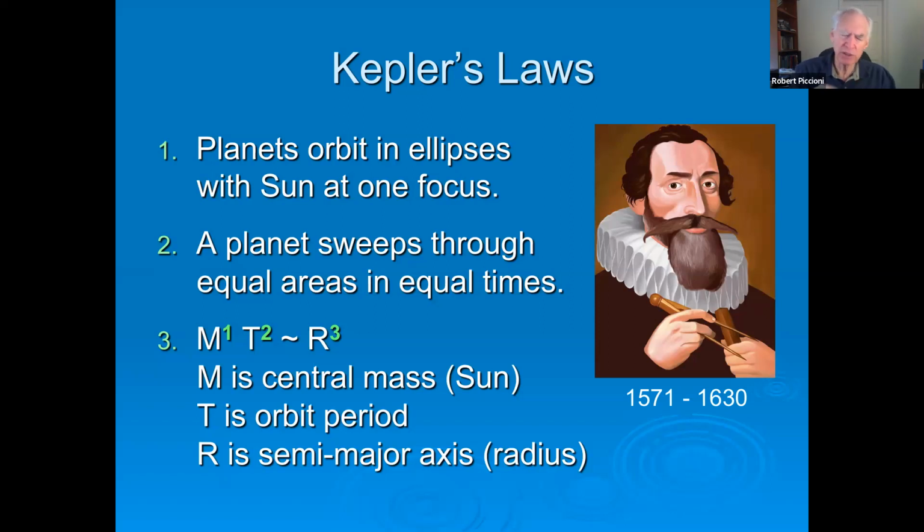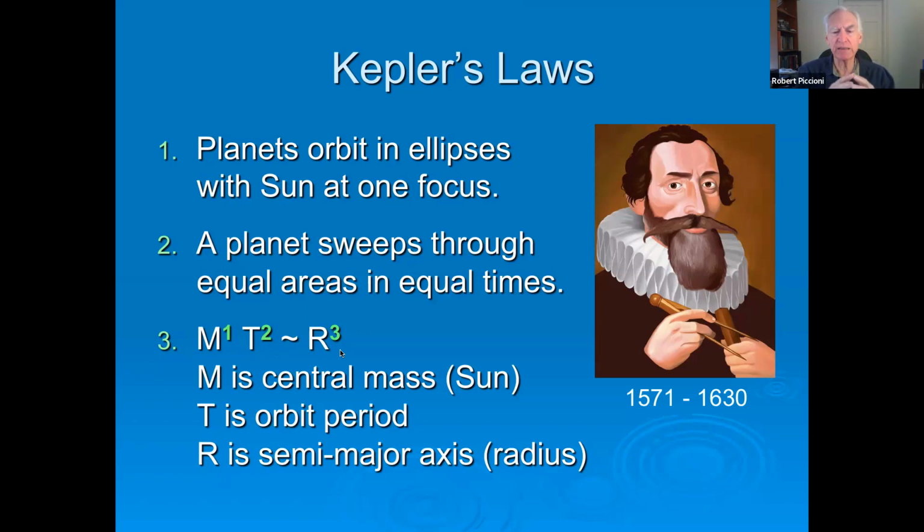Each planet sweeps out in its ellipse an equal amount of area in equal times, is the second law. And the third law relates the period of the orbit to its semi-major axis. If it's a circle, then the semi-major axis is the same thing as the radius. So here, m is the mass of the central body in the solar system, that's the sun. T is the orbital period, for instance, 1 year for Earth. R is the semi-major axis, which for a circle, as I said, is the radius. And m to the first power times T to the second power is proportional to R to the third power.